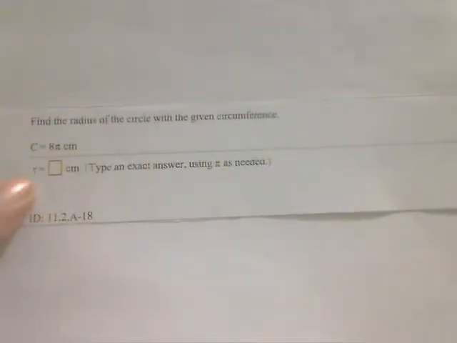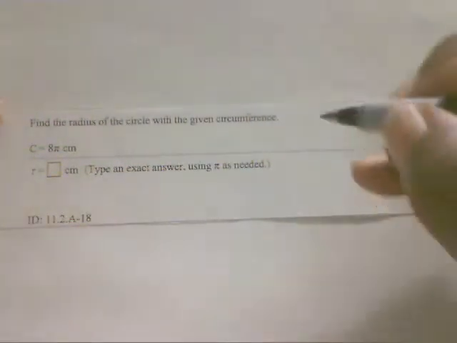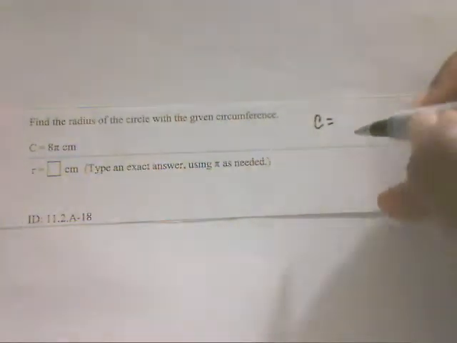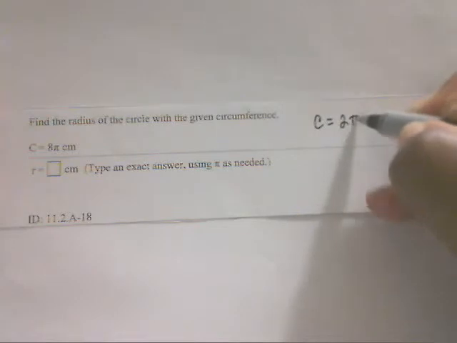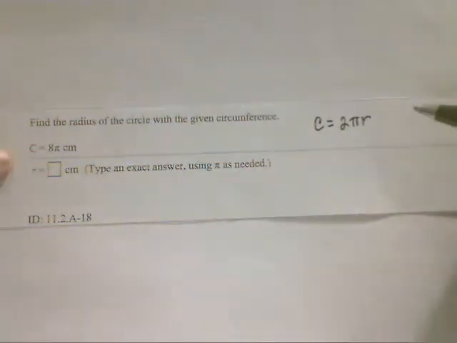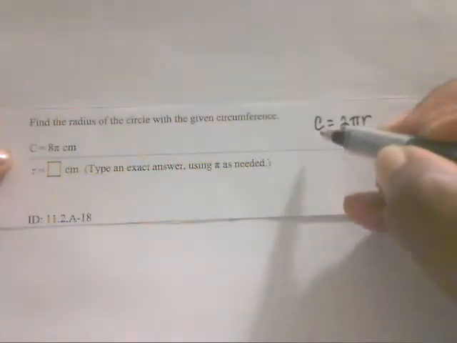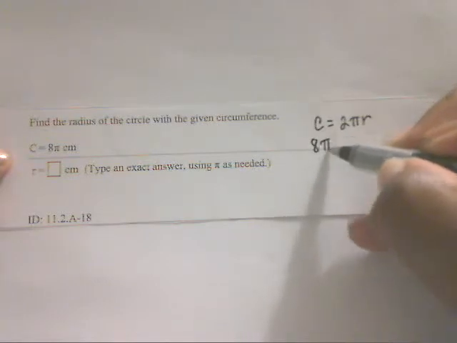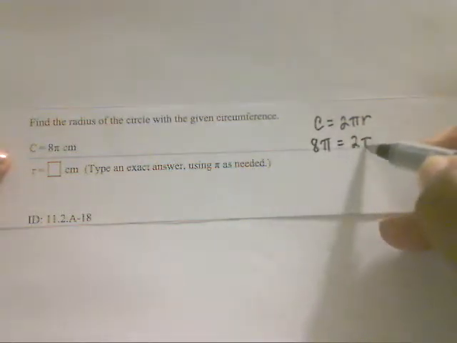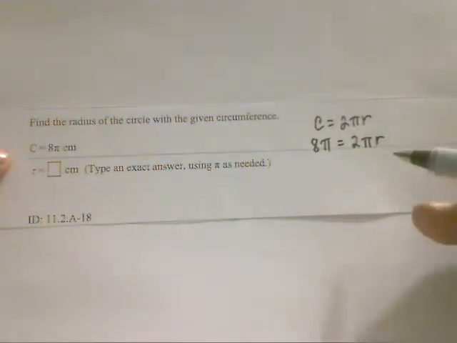Problem number 5. Find the radius of the circle with the given circumference. Here the circumference is 8 pi centimeters. The formula for the circumference of a circle, and we're finding the radius, is going to be 2 pi r. And the circumference is 8 pi, so we replace this C with 8 pi. That's equal to 2 pi times r.